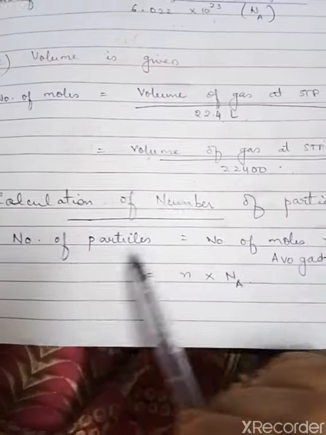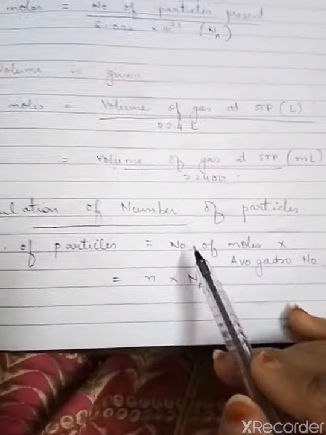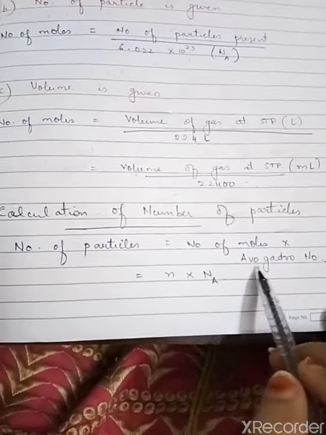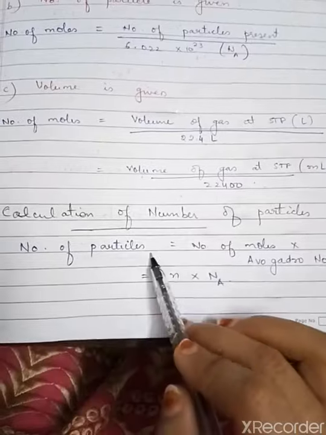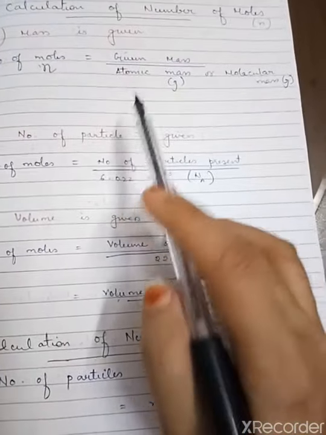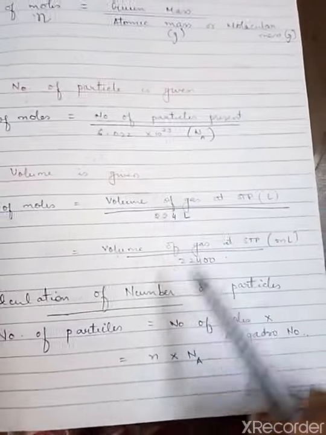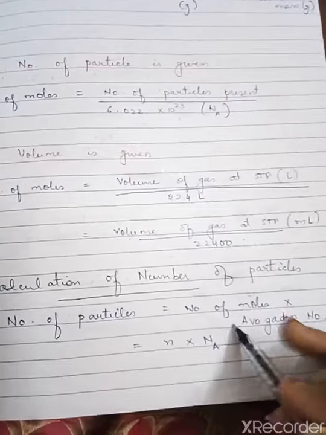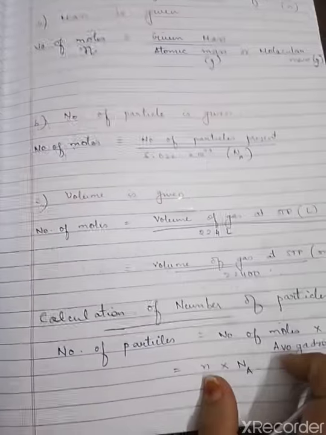Next is the number of particles. How to calculate the number of particles? Number of particles is equal to number of moles into Avogadro number. And how do you get the number of moles? Given mass upon atomic mass, or number of particles upon Avogadro number, or volume of gas upon 22.4 liter. So if you get the number of moles, multiply that by Avogadro number, and you will get the number of particles. These are important terms.